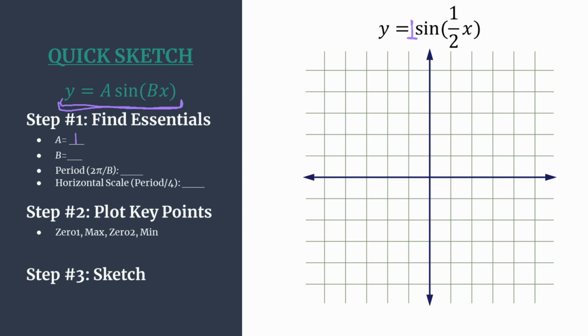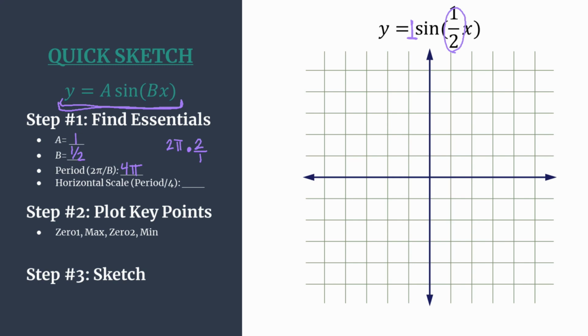B we can see is the coefficient of x. It's 1/2. And we're going to use that to calculate the period. So you do that using 2 pi over b. So 2 pi divided by 1/2, that's the same thing as multiplying by the reciprocal, so by 2 over 1. And that tells us our period, or the length of one horizontal cycle, is 4 pi.